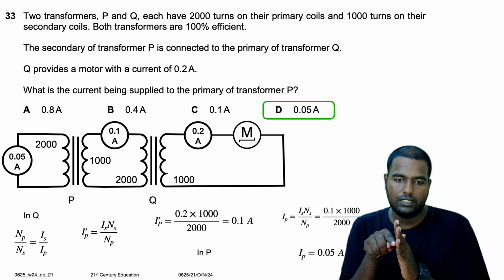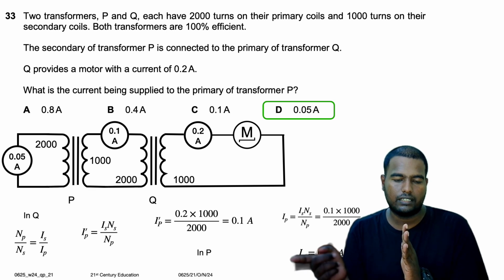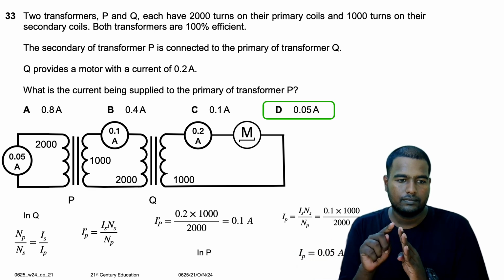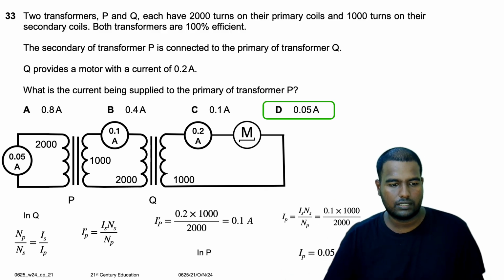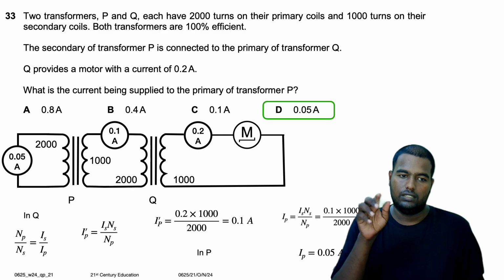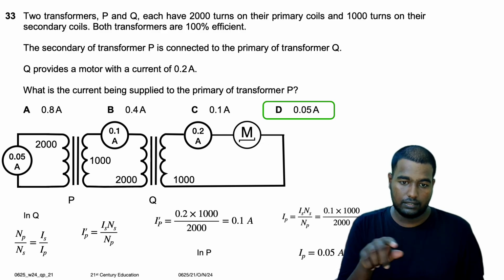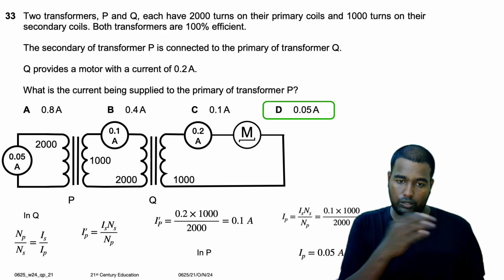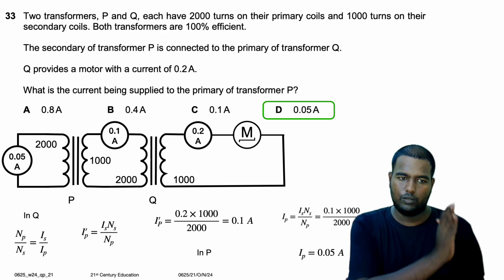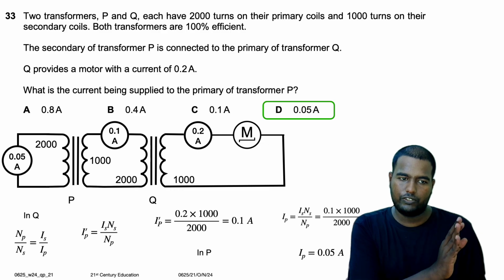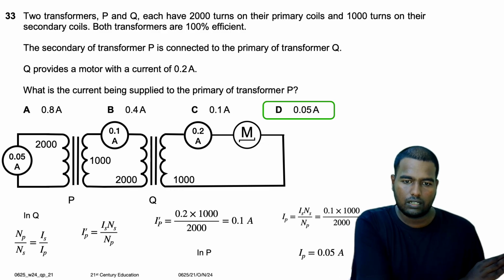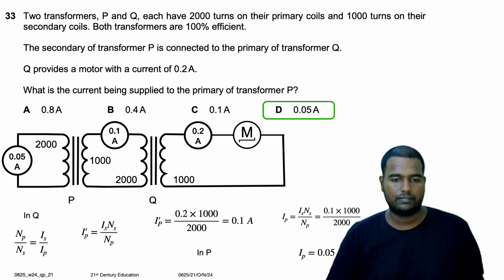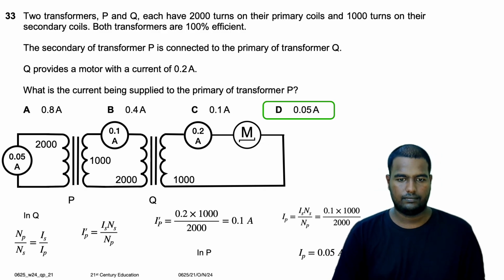Then again 2000 turns given to the primary and 1000 turns in the secondary. So again current must be multiplied by 2. So 0.1 into 2, 0.2. Okay, that's how you should answer. Or you can do it in reverse also. 1000 turns have 0.2 ampere. Then 2000 turns must have half of this. So when you're moving one step, it should be half. So 0.2 ampere, half is 0.1 ampere. Again 1000 and 2000, so again it has to be halved. So it's 0.05 ampere. Yes.